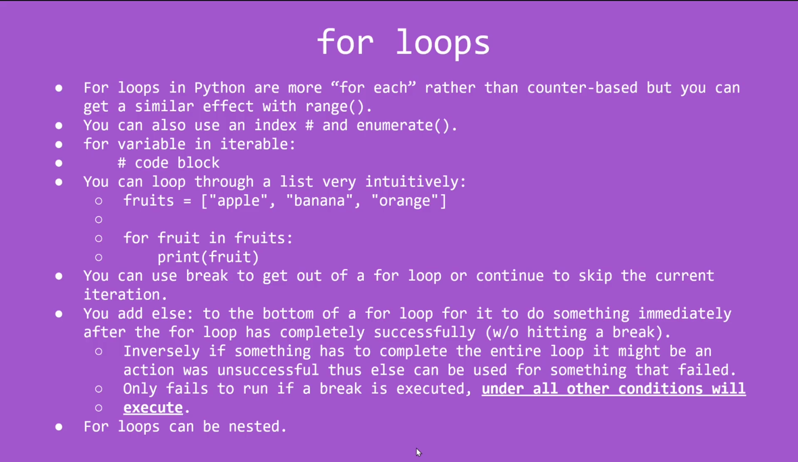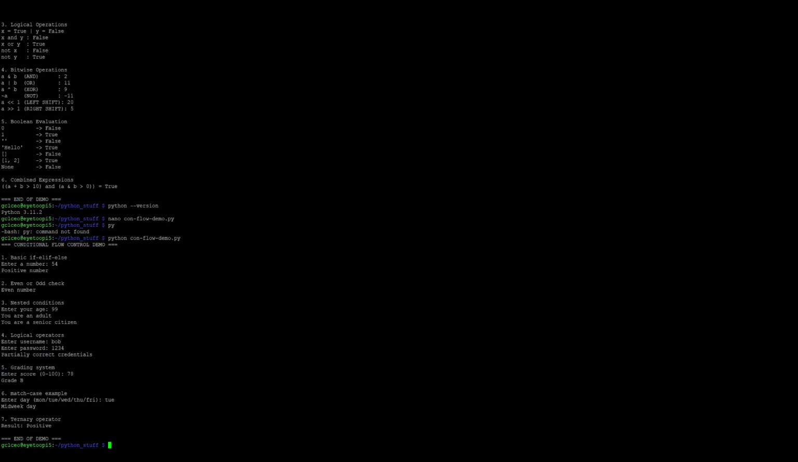Now, keep in mind this fails only if a break is executed. Under any other condition where there isn't a break, that else won't execute. And keep in mind also, and this is true of most languages, for loops can be nested. All right, let's see what we can do with for loops.